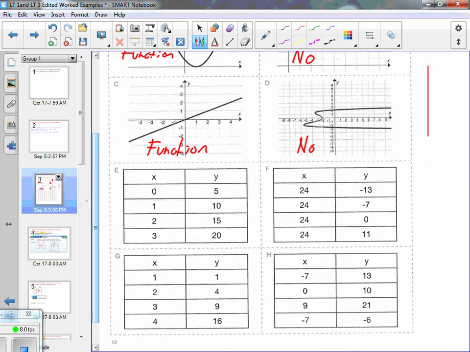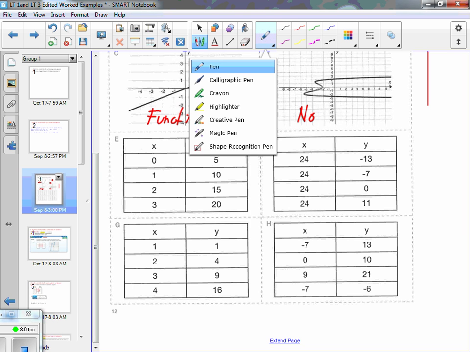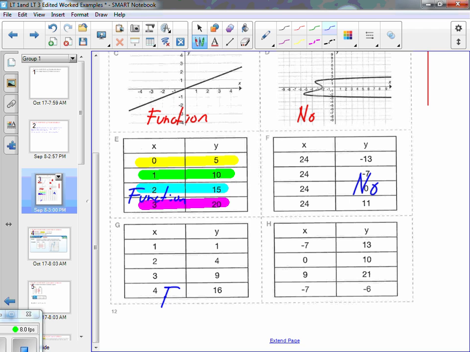All right, now here we have a table, but it's really a list of ordered pairs. 0, 1 is one of your ordered pairs. That's your next one. That's your next one. That's your next one. Are all of the x-coordinates different? Yes. This one's a function. What about F? Is F a function? No. G? Yep. H? No. Any questions?